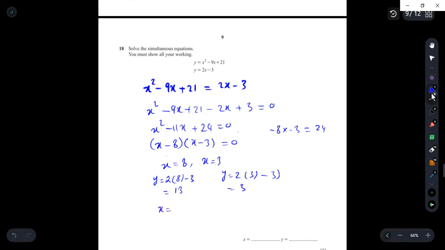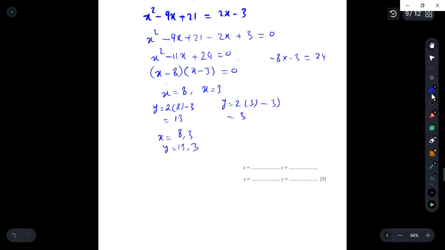So x is 8 and 3. Y is 13 and 3. So we have to write this. When x is 8, we got the value of 13. We have to write this in pairs, proper pairs. So when x is 8, we got y 13. We can't attach this y with this. We got this value when x was 8. So that pair we have to make. And when x is 3, y is also 3.